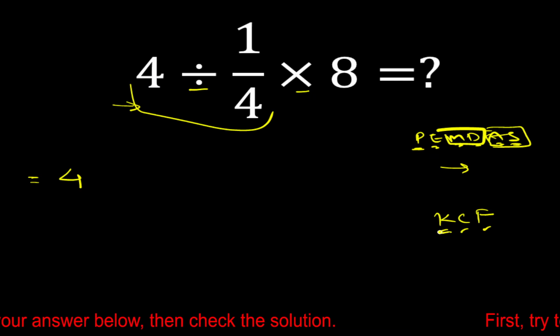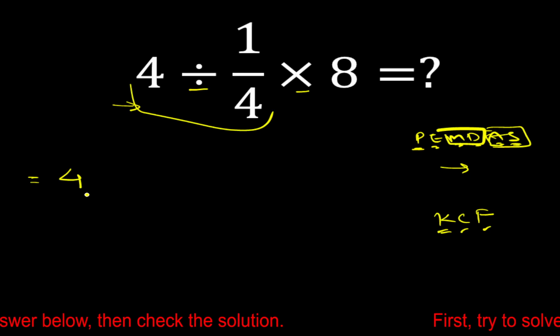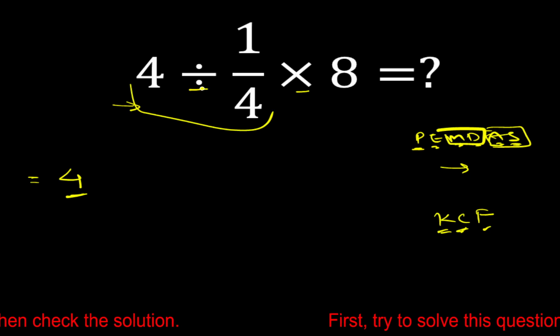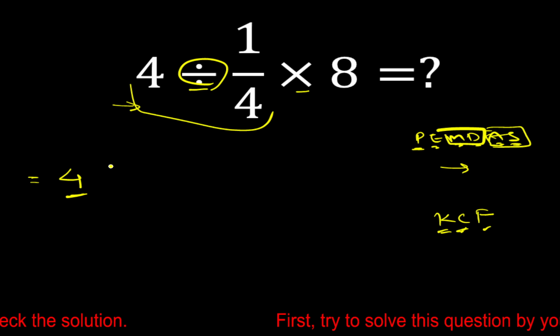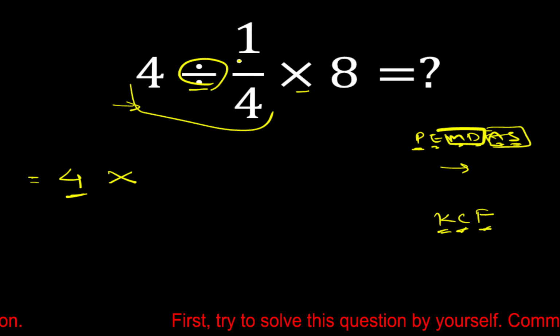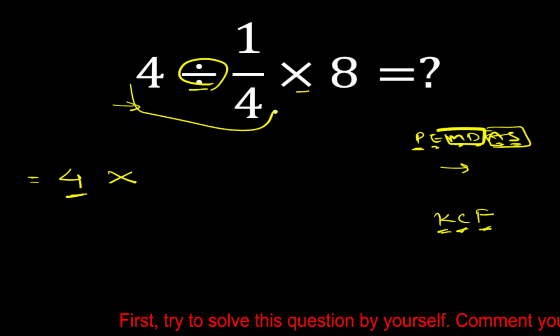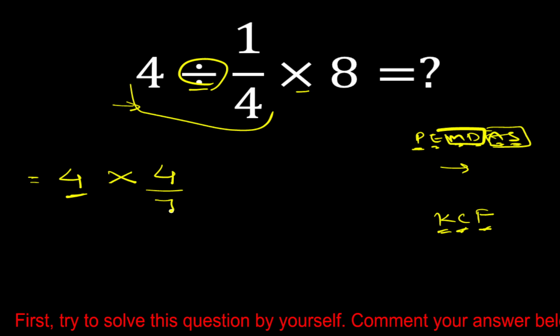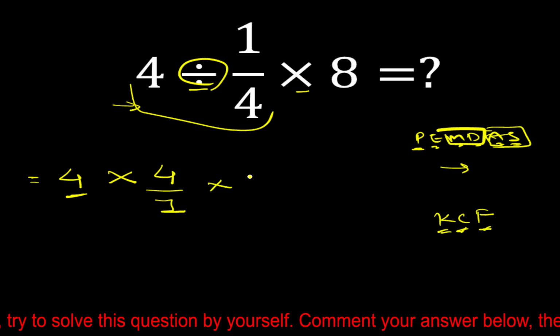Okay. So keep the first fraction same as it is. Therefore, we have to write 4 as it is. Then change the sign. So change this sign from division to multiplication. And flip the second fraction. So flip this, 1 by 4 is equal to 4 by 1. Okay. Multiply 8.